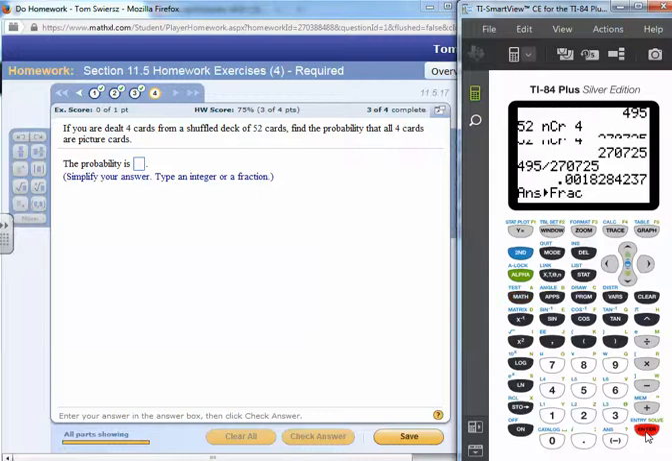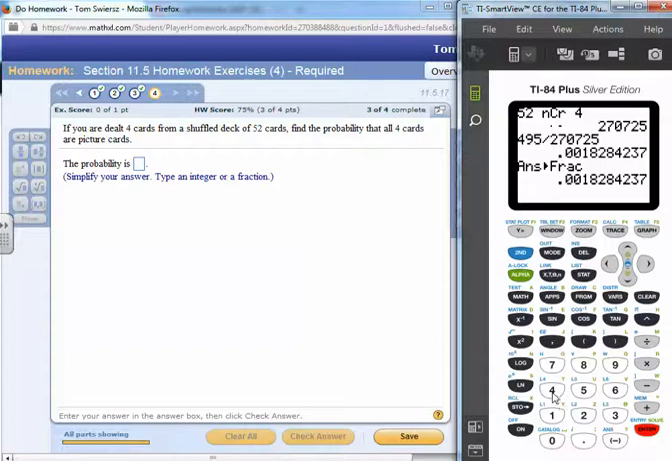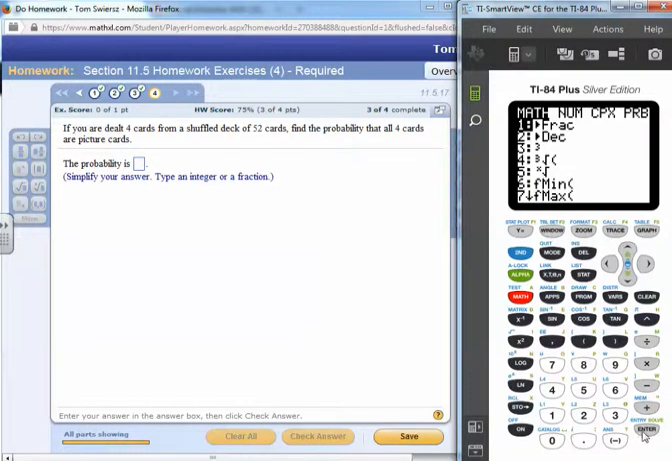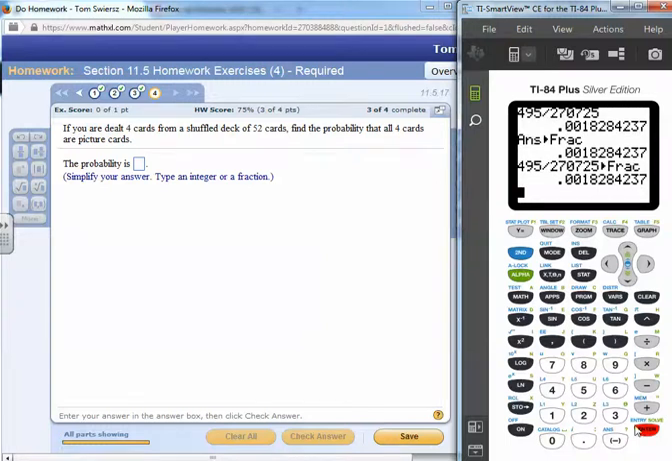Math, hit enter twice. Didn't pick it up. Let's see if I can just do it, it's too small. 495 divided by 270,725. Just hit fraction right away. Now put it in a decimal. So we've got to do it by hand. 270,725 divided by 5 is that number. 495 divided by 5 is that number.